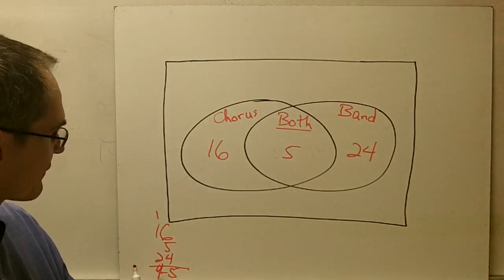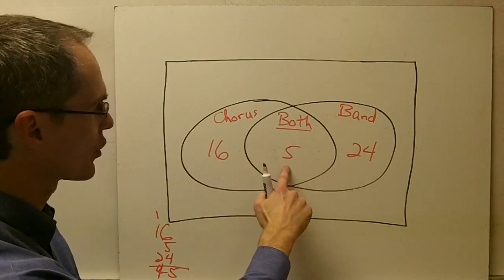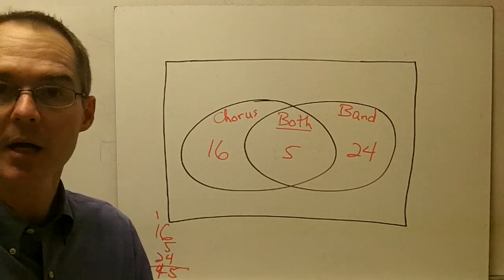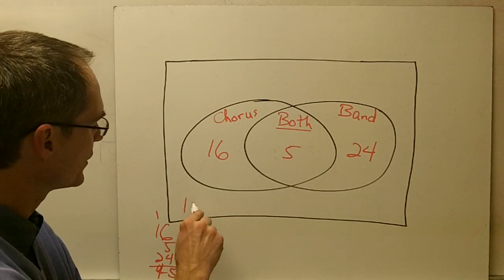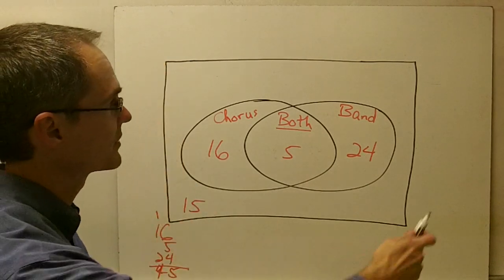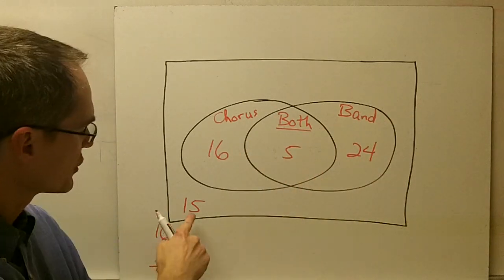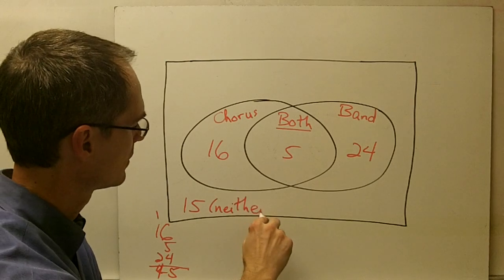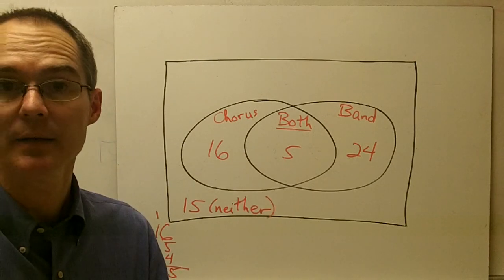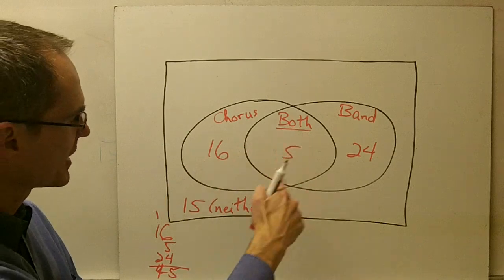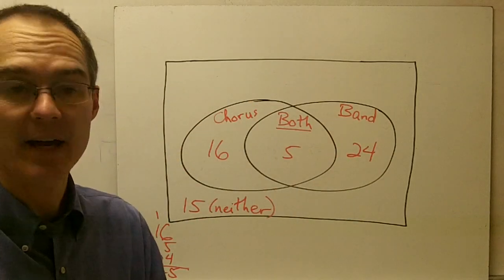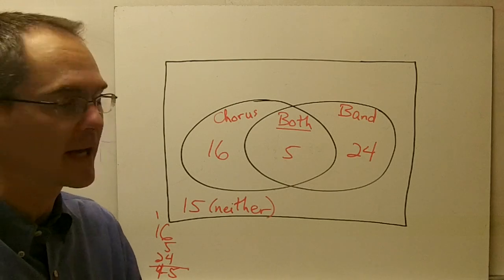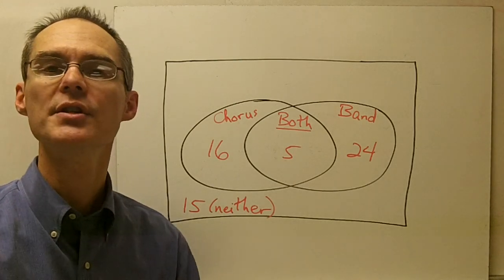Well, if I've only got 45 here who are signed up for chorus or band or both, that must mean I have 15 students who aren't signed up for either of these. And that number we put here in the box, but outside of the 2 ovals. So 15 are signed up for neither chorus nor band. Now I've got enough information here. This is my complete Venn diagram. Now I have enough information here to answer these questions there at the bottom of the page. So I'm going to leave those for you, and we'll take a look at this in class.